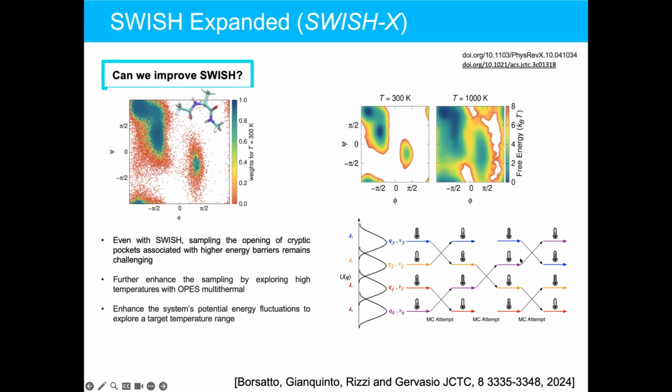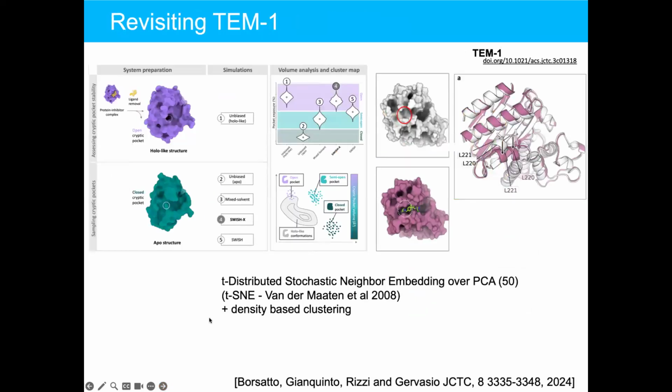So here we have multiple replicas using SWISH, but also different temperatures. Instead of just using parallel tempering, here we used a more refined approach, which is OPES multithermal, where at higher, let's say, higher lambda replicas, you expand the fluctuations. So you don't just have different temperatures, but you flatten the potential energy surface in a way that you explore multiple temperatures at the same time. So this is the setup.